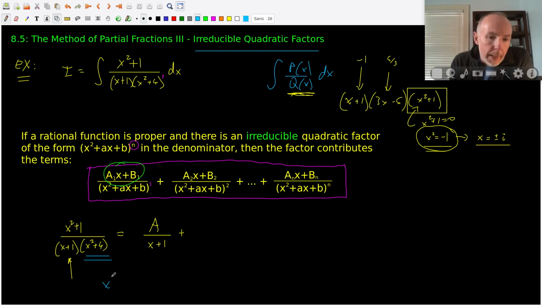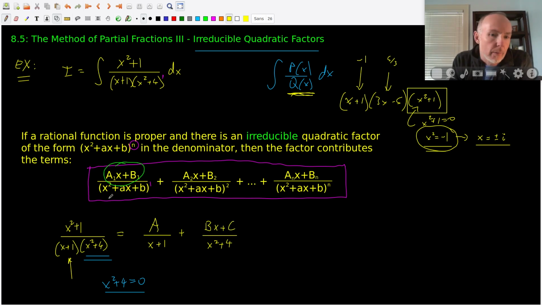It's irreducible, again, because there are no solutions to this. There are no x values that make this thing 0 that are real. There are imaginary values, but there are no real values. And so our rule says we need an irreducible in the denominator, but then a linear term on top. So I'm going to call this B and C.